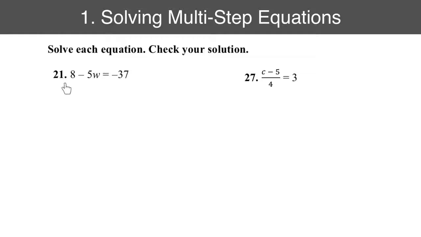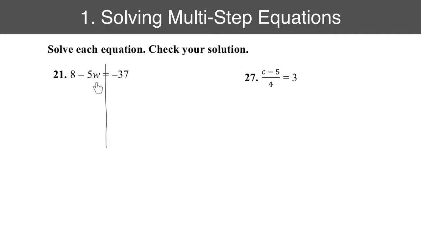So let's take a look at number 21 right here. Again, I can draw my line, my brick wall down the equal sign to help me separate the two. And what we see is we have 8 minus 5w equals negative 37. So we have the w right here, and that's what we're trying to solve for. So now we have to move an 8 and a 5. We have to move both of these. So now, instead of just moving it, the question becomes, well, which one do we move first?